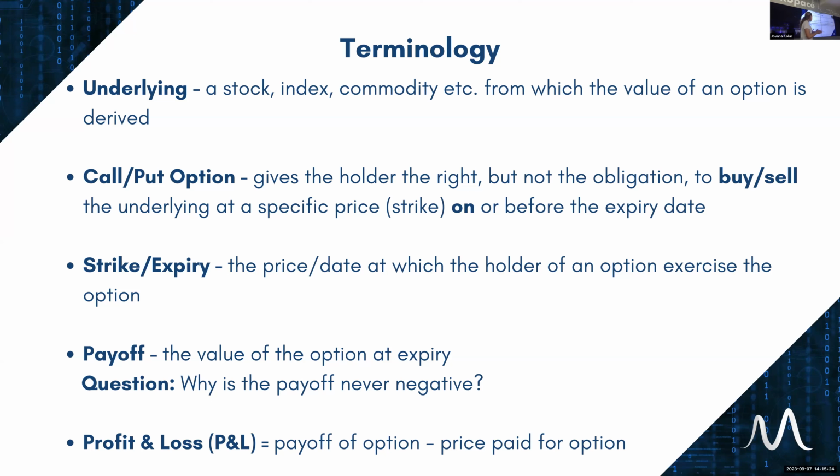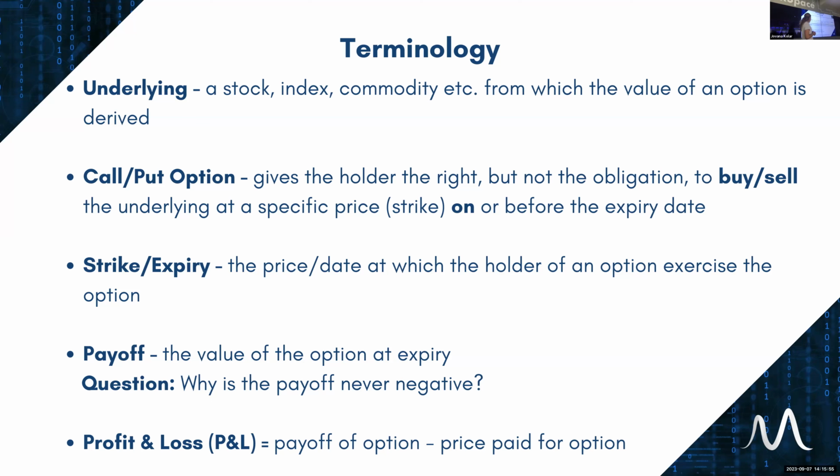So a question is, why is the payoff of an option never negative? It's always either zero or positive. Does anyone have any ideas why this might be the case? Yeah, exactly right. He said that if the payoff were to be negative, then you just wouldn't exercise the option. So you only exercise if the payoff is positive. Hence, the payoff will never be negative.